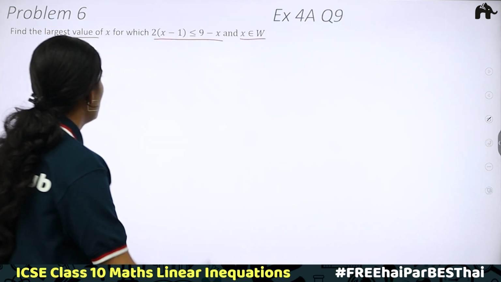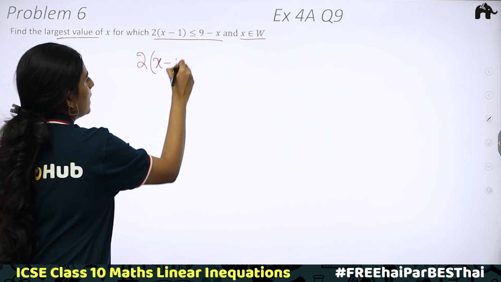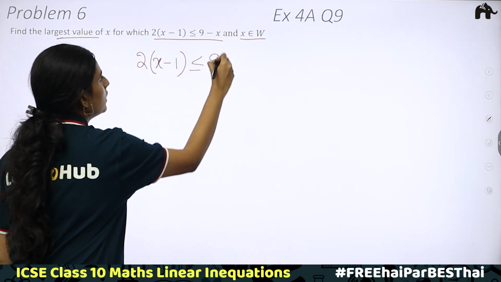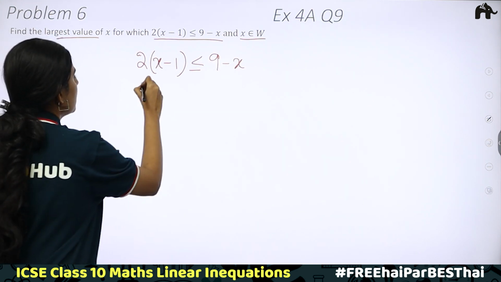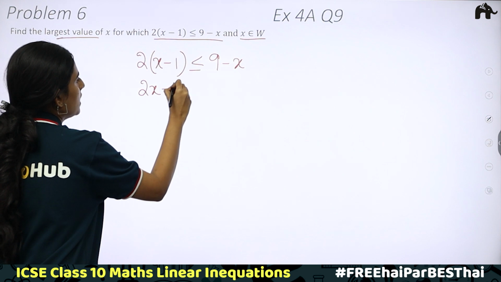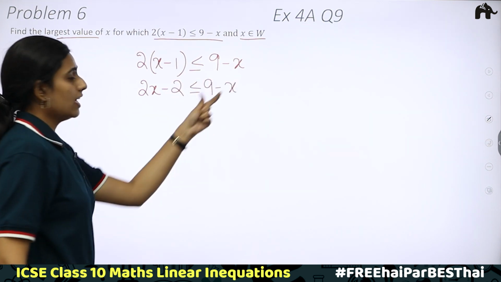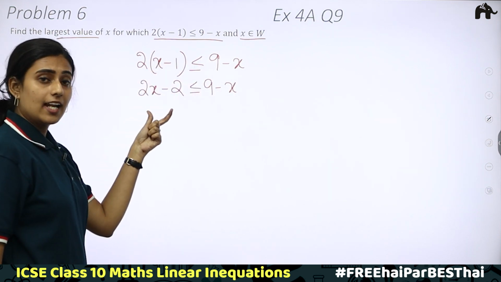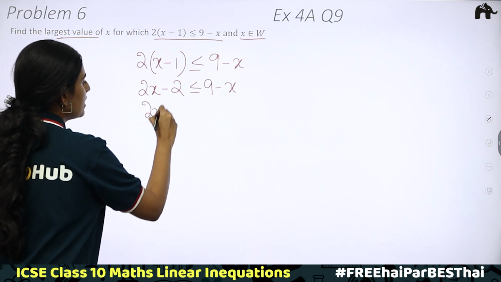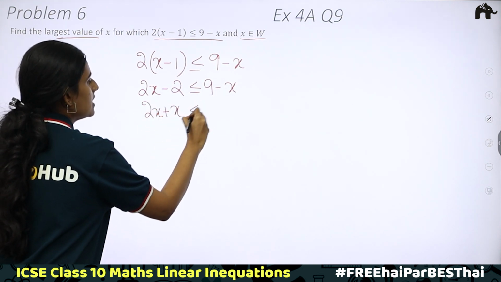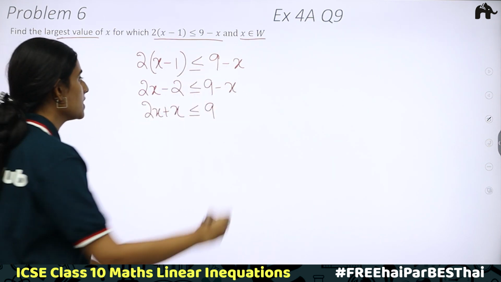Okay. Let's solve. We have the inequation 2 into x minus 1 less than or equal to 9 minus x. Removing the brackets, we get 2x minus 2 less than or equal to 9 minus x. Taking x to the left hand side, minus x becomes plus x. 2x plus x less than or equal to 9 minus 2, taking to the RHS becomes plus 2.